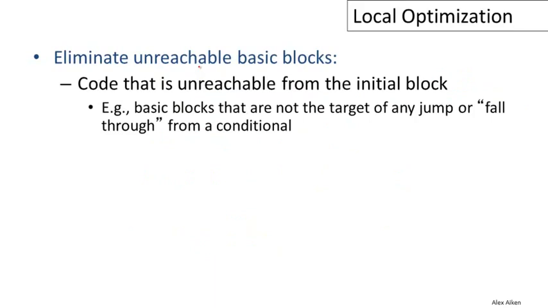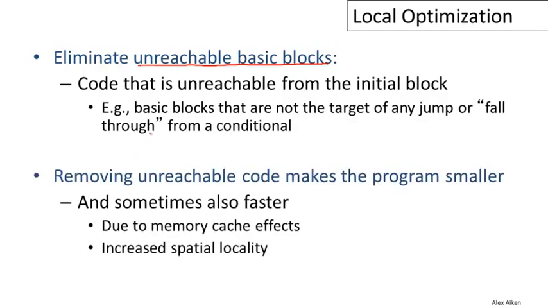Continuing on with local optimizations, another important one is to eliminate unreachable basic blocks. So what's an unreachable basic block? That is one that is not the target of any jump or fall through. So if I have a piece of code that can never execute, and it might never execute because there's no jump that jumps to the beginning of that piece of code, and it doesn't follow after another instruction that can fall through to it, well, then that piece of code, that basic block, is just not going to be used. It's unreachable, and it can be deleted from the program.